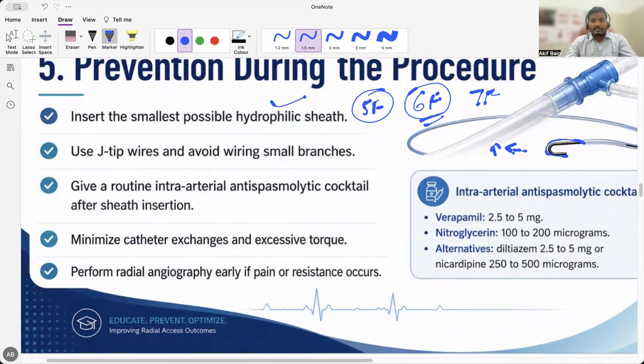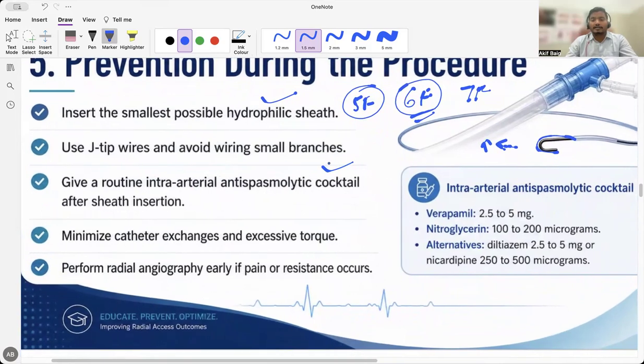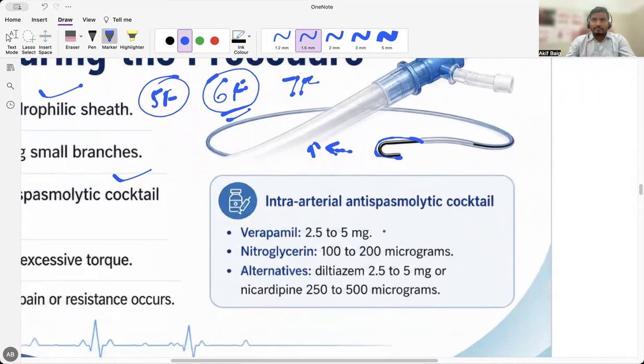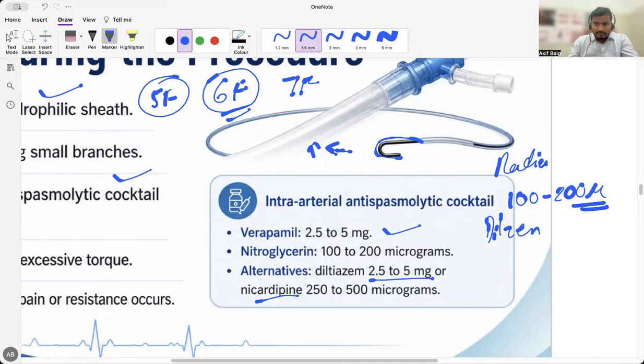Give a routine intra-arterial antispasmodic. It is called the radial artery cocktail. This cocktail consists of two drugs. One is verapamil, usually around 2.5 to 5 mg. Many cath labs may or may not have verapamil, so you can also use diltiazem as an alternative, around 2.5 to 5 mg. Or you can use nicardipine as well. And NTG is commonly used, around 100 to 200 micrograms. This is what is called the intra-arterial antispasmodic cocktail, or radial cocktail.